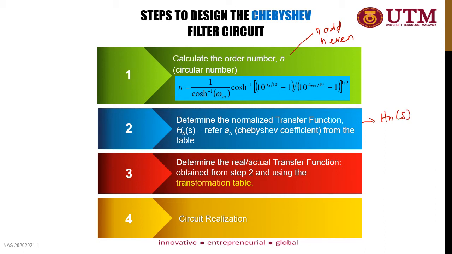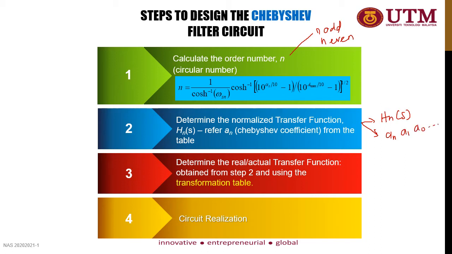And then, in order to have the normalized transfer function, you also need to refer to a specific table to determine the polynomials or the coefficient values. So A1, A0, and so on.